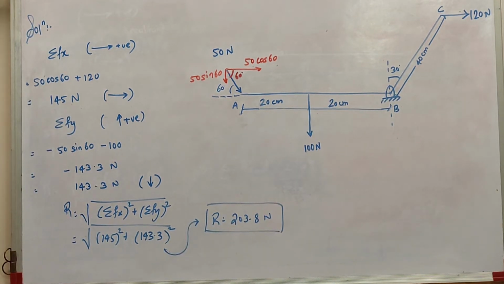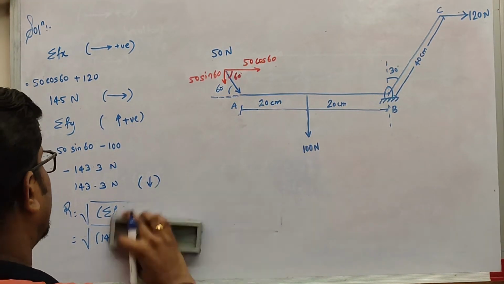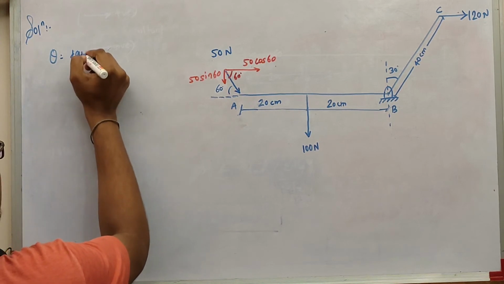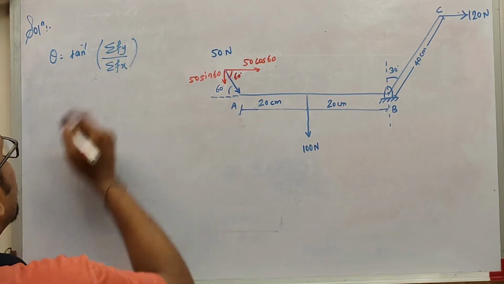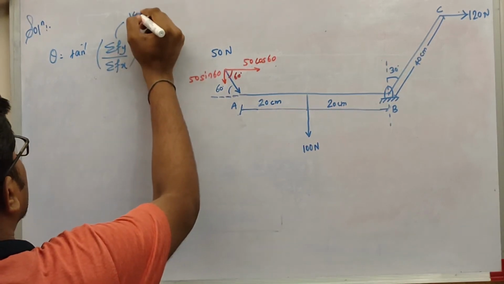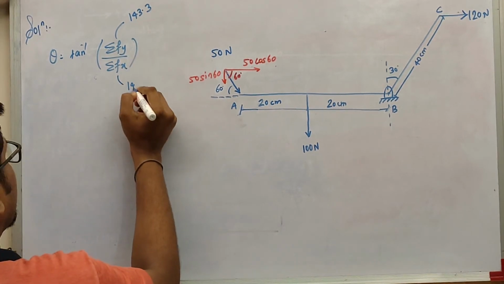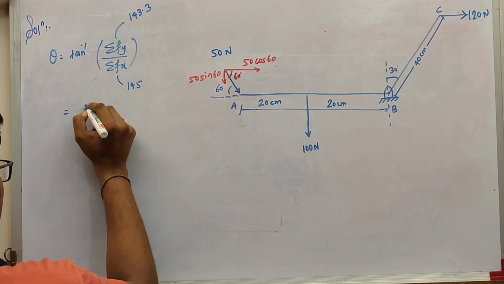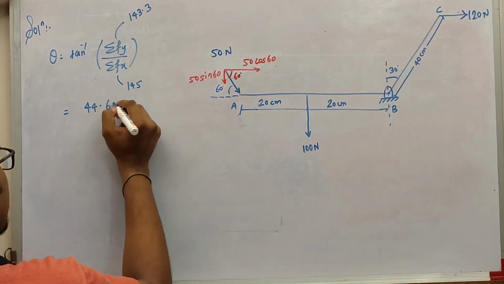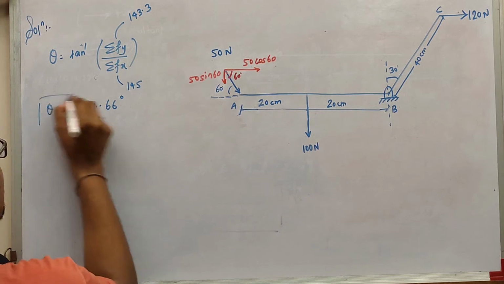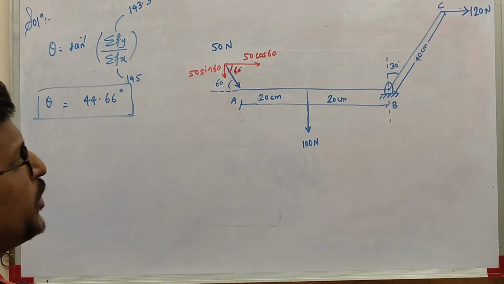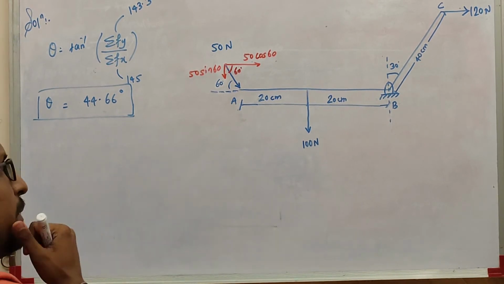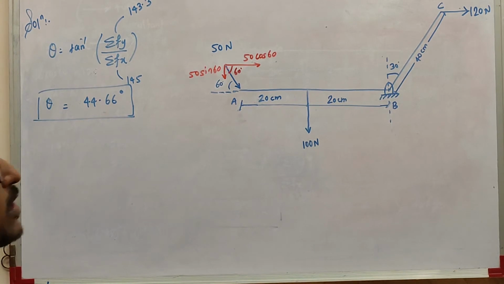Now to find the direction theta, how to get it? To find theta, it is tan inverse summation F of y upon summation F of x. So put the value of summation F of y, which is 143.3, and summation F of x as 145. So you'll get something around 44.66 degrees. That is theta equals 44.66 degrees. After getting the value of direction theta, you need to plot the resultant on your diagram. But they said that the resultant should be with respect to point B.